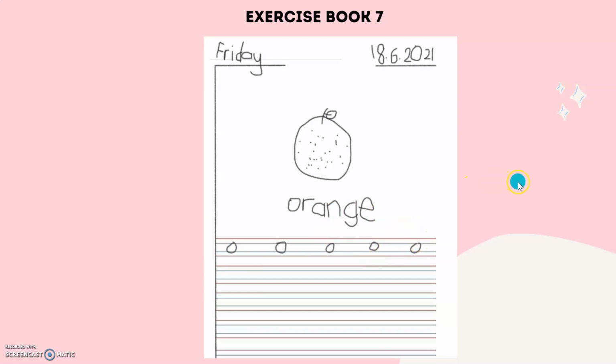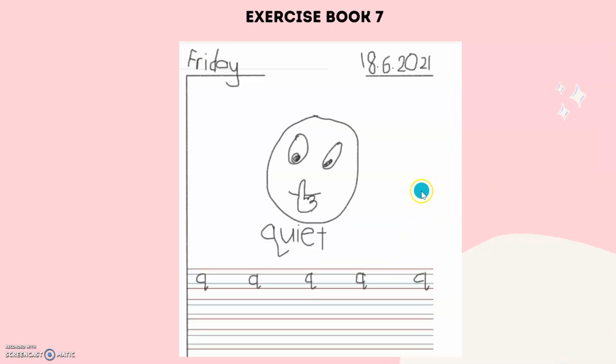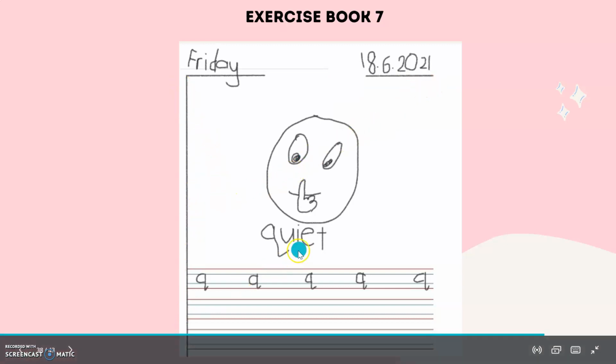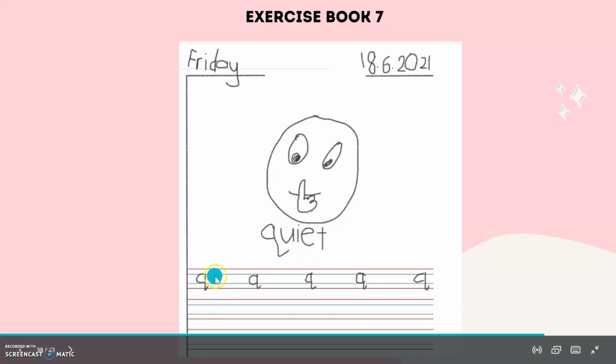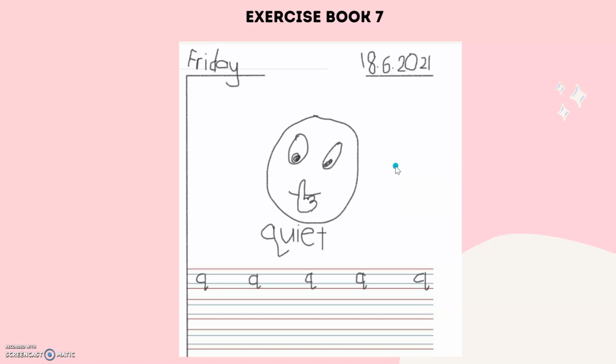The next one is Q. After you finish your O, don't forget to write down the day and also the date. Follow the same steps, and teacher chooses quiet. So teacher draws quiet. Shh. So teacher writes quiet, and then teacher writes Q for 5 times.